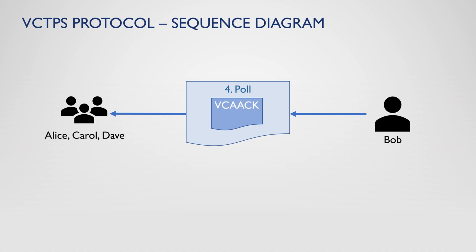Then there's that 4th message called poll. And this is where Bob sends a message to Alice, Carol, and Dave saying, hey, do you have anything for me? If you do, start the sequence over again.